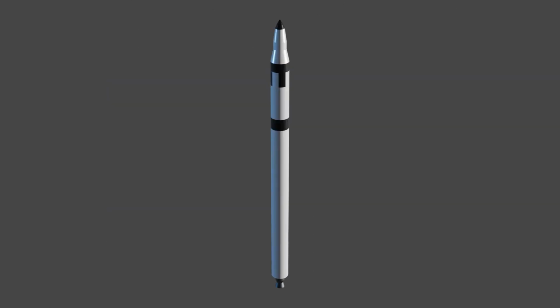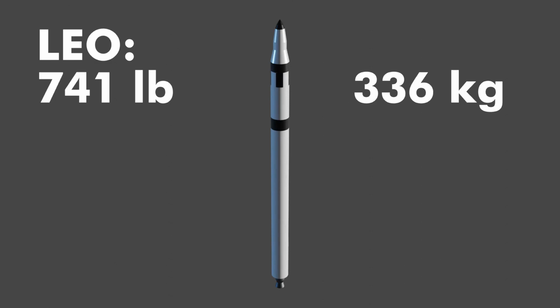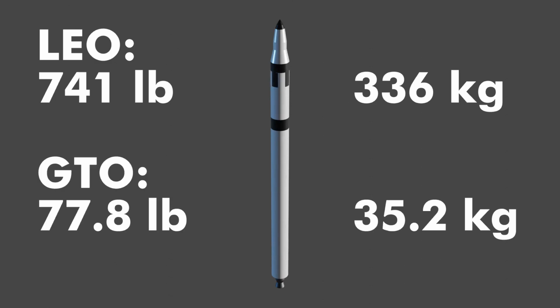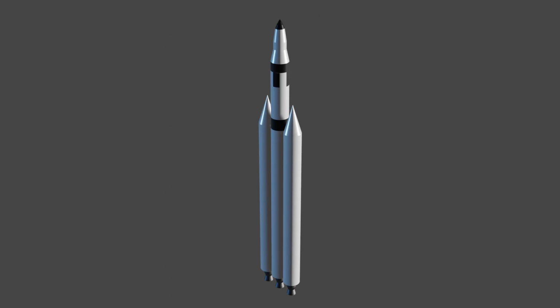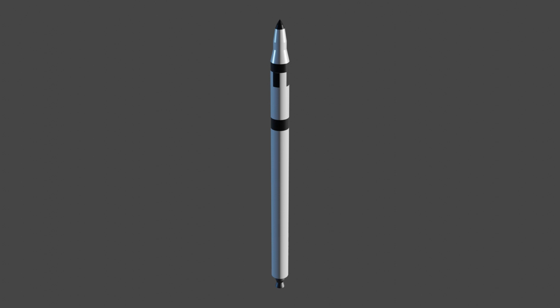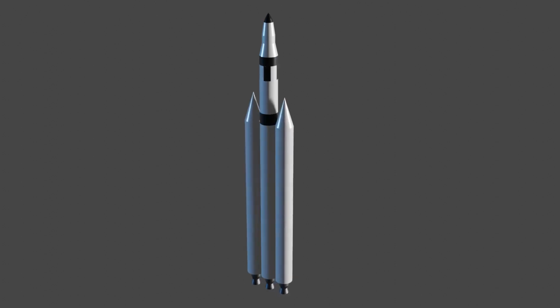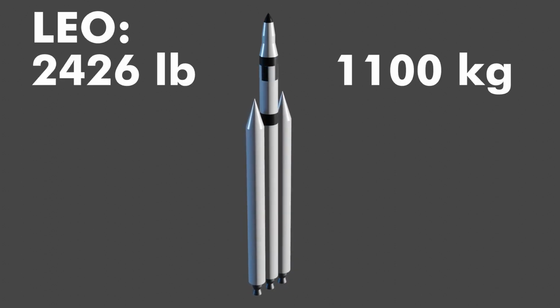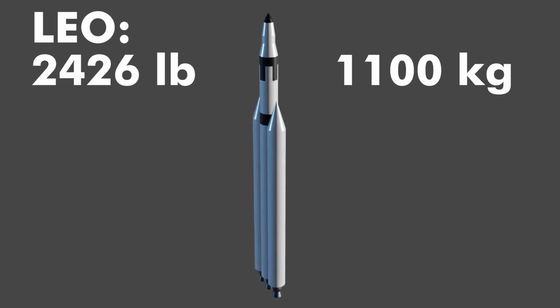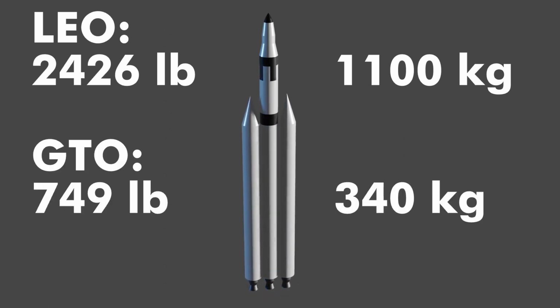The single core is easiest to understand. It could toss 741 pounds to LEO and 77.8 pounds to GTO. The 3-core had the outer two modules act as a first stage, then the middle as a second, with the third being the upper stage. This one could toss 2,426 pounds to LEO and 749 pounds to GTO.